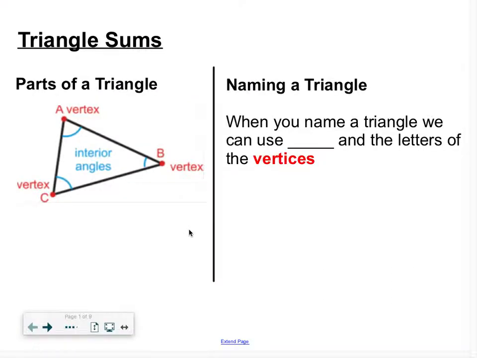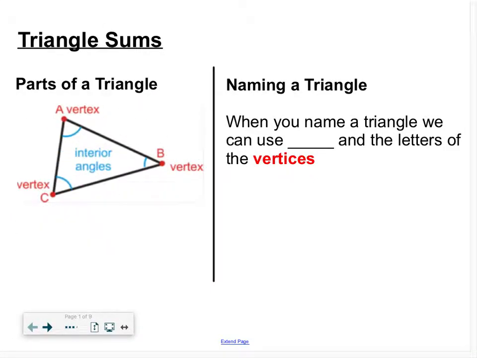Okay, today we're going to talk about triangle sums. A couple things when we start off with the triangle. We should know what the parts of a triangle are. So obviously we refer to corners as vertexes, plural vertices. And then we have what's called the interior angles here. Usually whenever I'm talking to you about a triangle's angles, I'm referring to any one of those three.